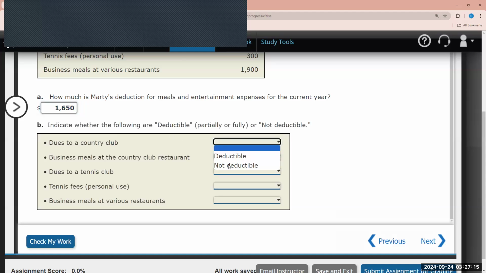So then it says, indicate whether the following are deductible, partially deductible, or not deductible. So dues to the country club, as we mentioned, are not deductible. Business meals at the country club are deductible. Dues to the tennis club, not deductible. Tennis fees for personal use, not deductible. And business meals at various restaurants are considered deductible.